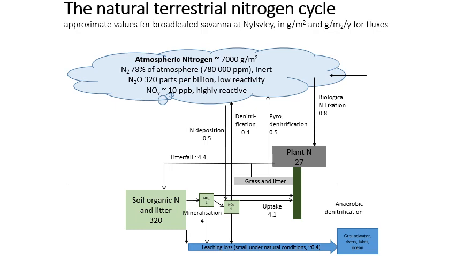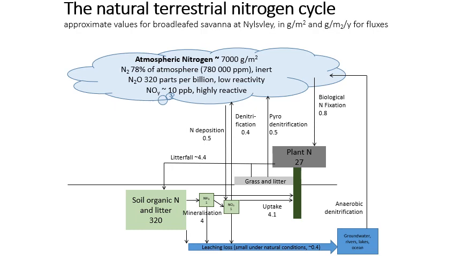So have a look. You've got two inputs here. You've got the biological nitrogen fixation, which is about 0.8, and you've got N deposition. That's the abiotic nitrogen fixation, that's 0.5. So that's 1.3 grams of nitrogen coming into the system. Then what are the fluxes out? You've got pyrodenitrification, denitrification, and you've got leaching. So if you add all of those up, then you end up with about 1.3 grams of nitrogen per meter squared getting lost from the system.